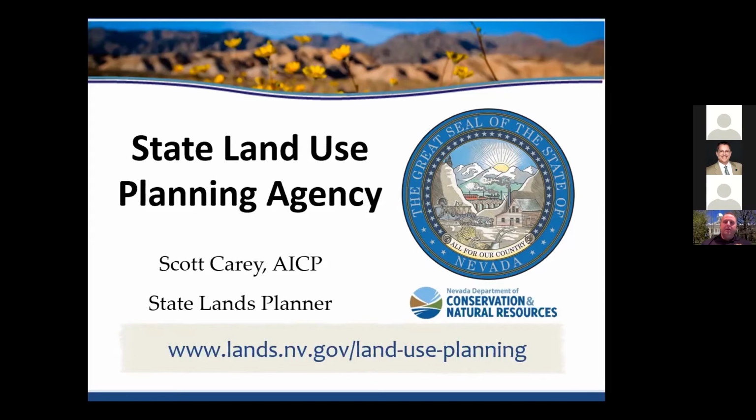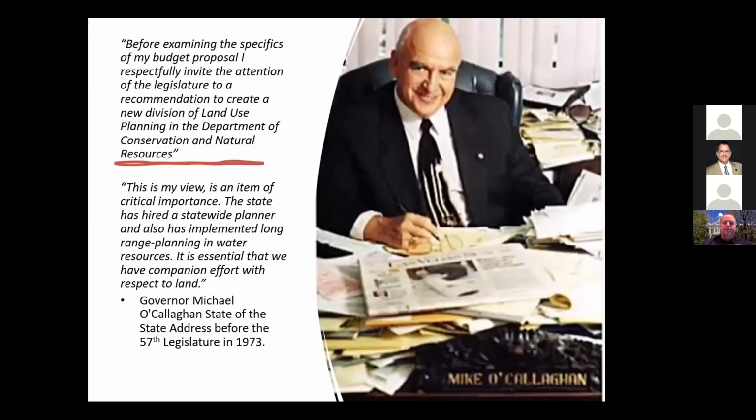But as the state continued to grow, and in the 1970s, there was explosive growth, particularly in Las Vegas and in Reno, there was a need to better coordinate planning from a land use perspective and development perspective. Our agency was set up in 1973, and that was at the push of Governor O'Callaghan. And this is from his speech to the Nevada legislature, State of the State address in 1973.